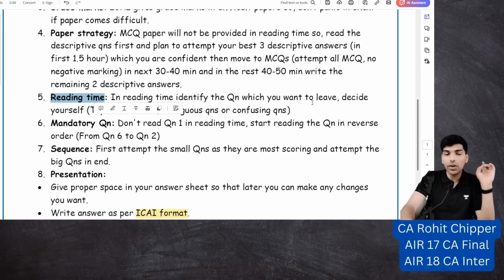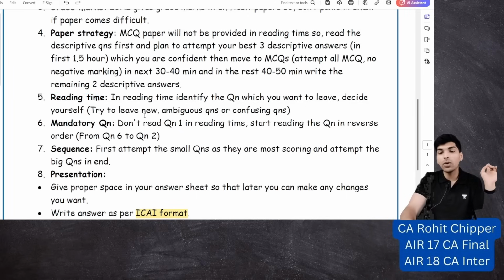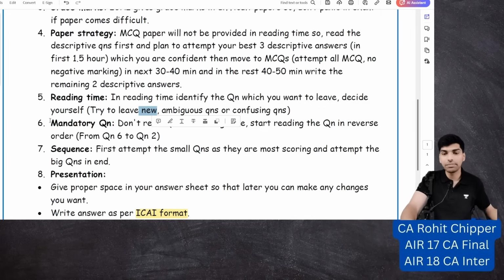Reading time should be utilized only and only to identify which question to leave, and try to always leave the new questions which have been asked, or ambiguous questions which have multiple answers, or the confusing questions. So these types of questions you can try to leave.